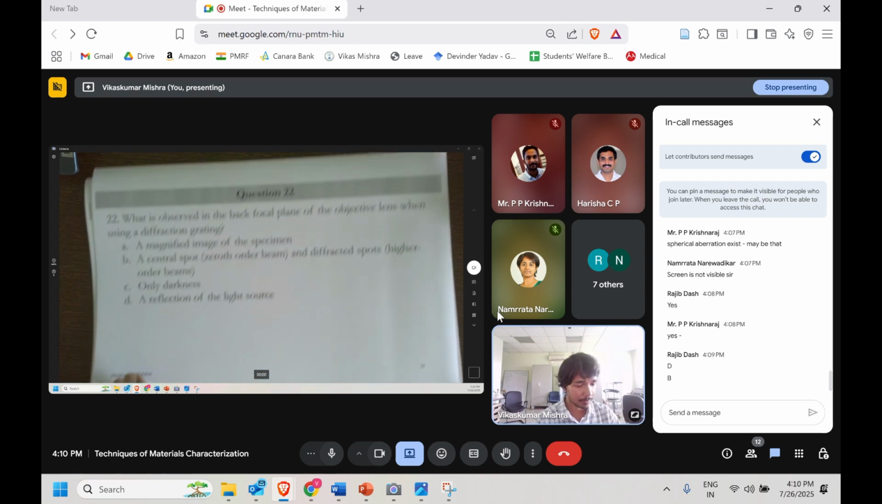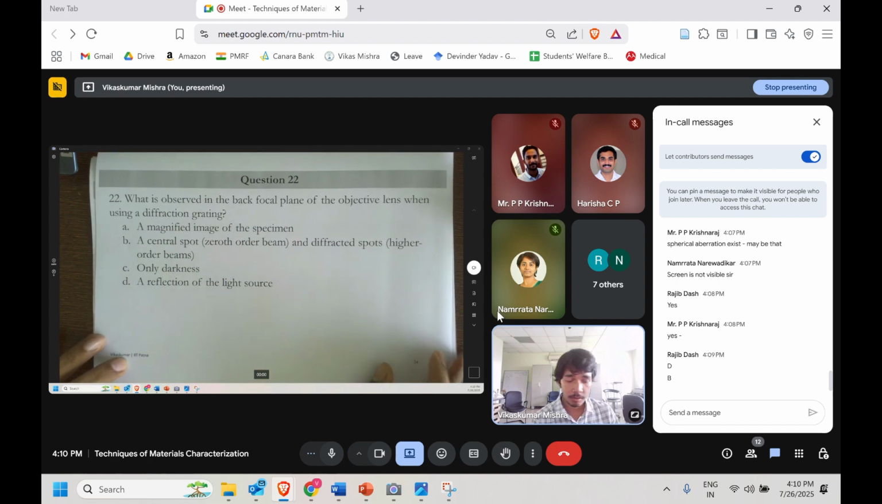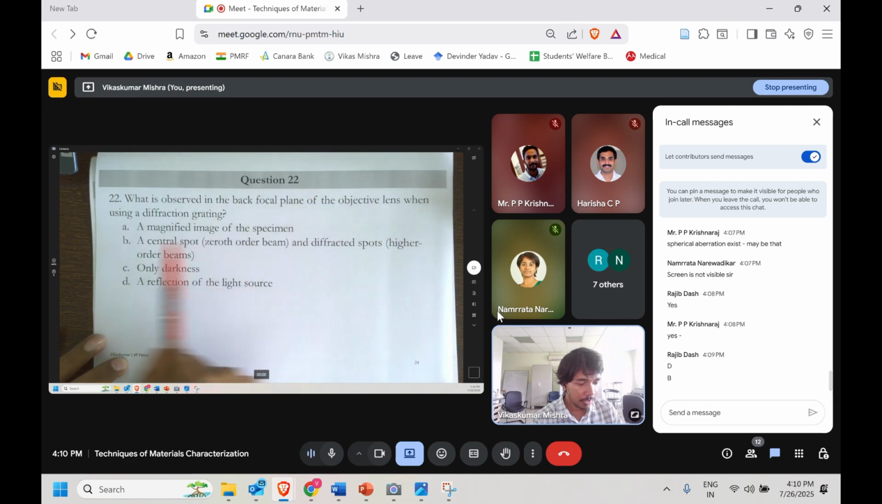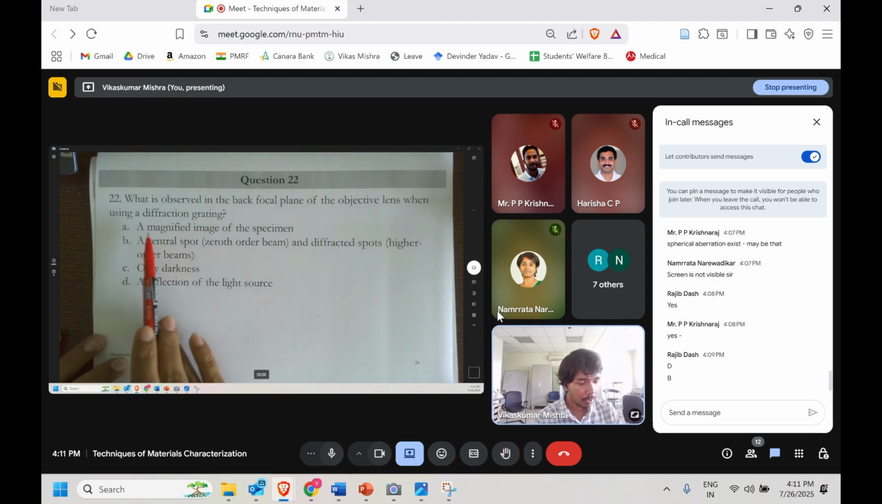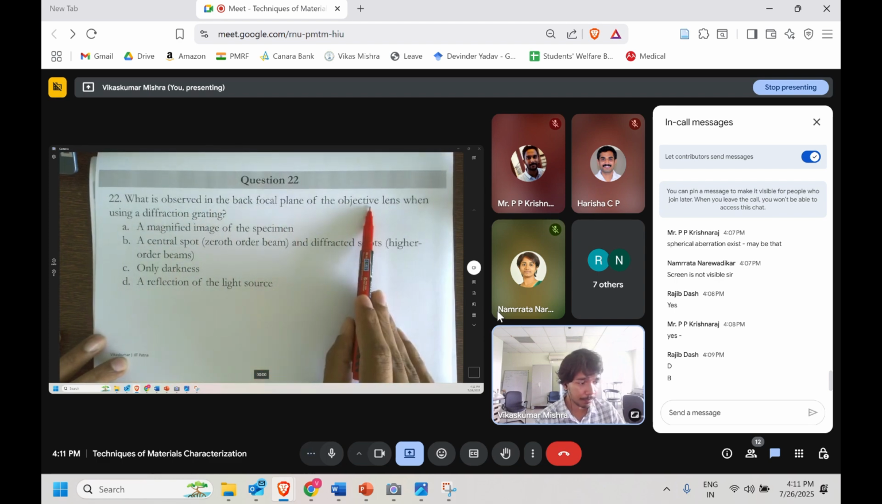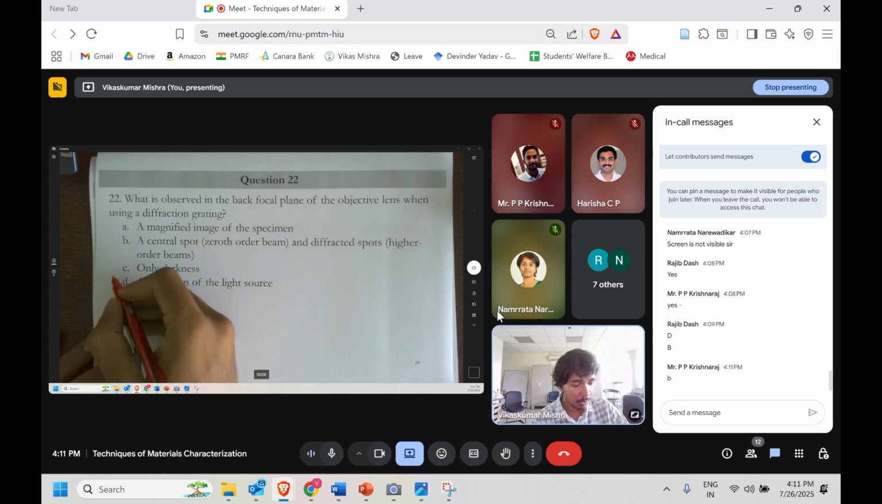Yeah, question number 22. What is observed in the back focal plane of the objective lens when using the diffraction grating? The options are: a magnified image of the specimen, a central spot and the diffraction spots, only darkness, or a reflection of the light source.